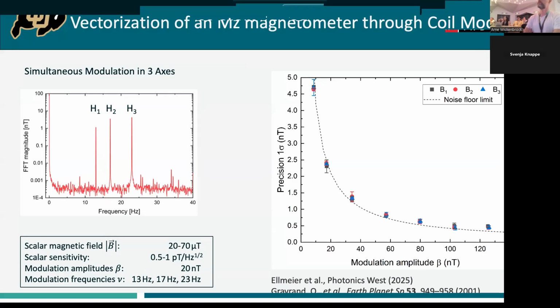The MZ magnetometer we're using is probably not the best magnetometer for this. We really want something with much higher bandwidth if we want to get better than this precision of half a nanotesla, which is the spec for this particular application. I think we could do a lot better with a different type of magnetometer if we don't use MZ.